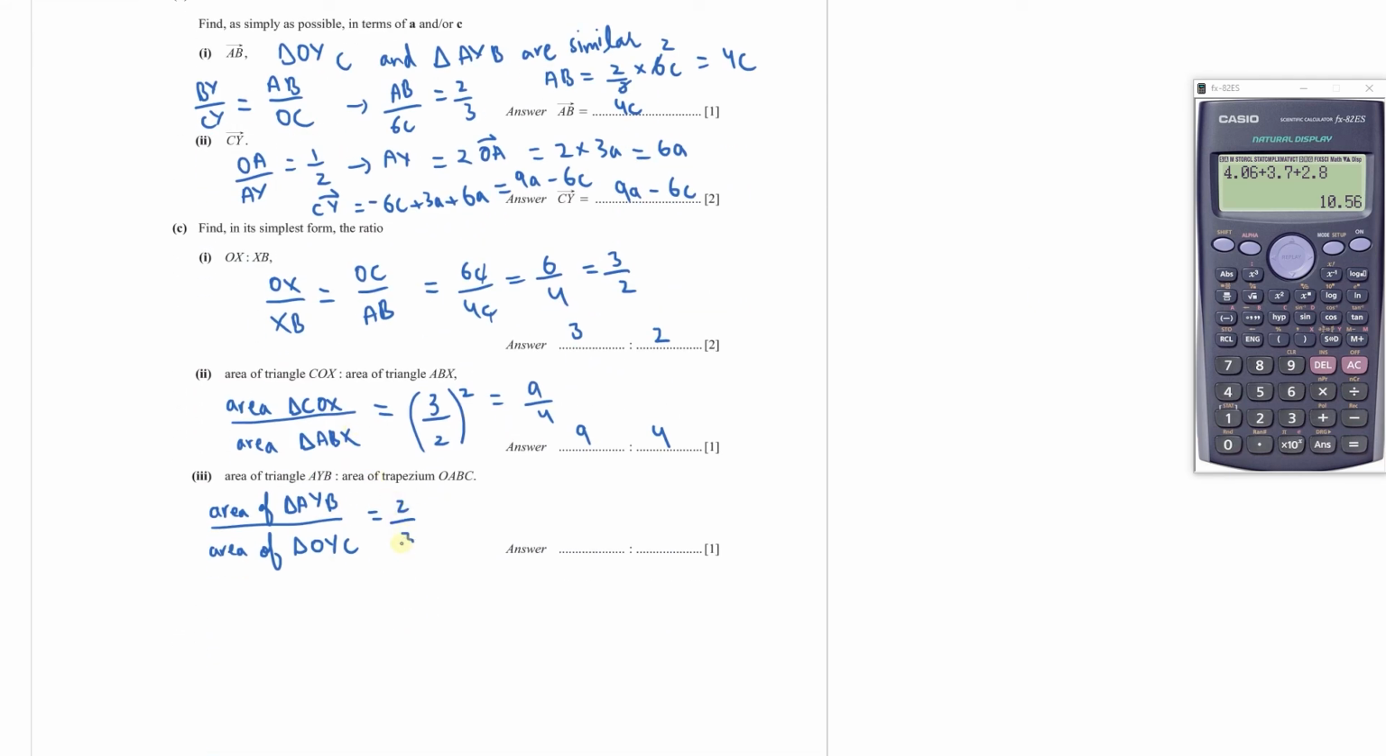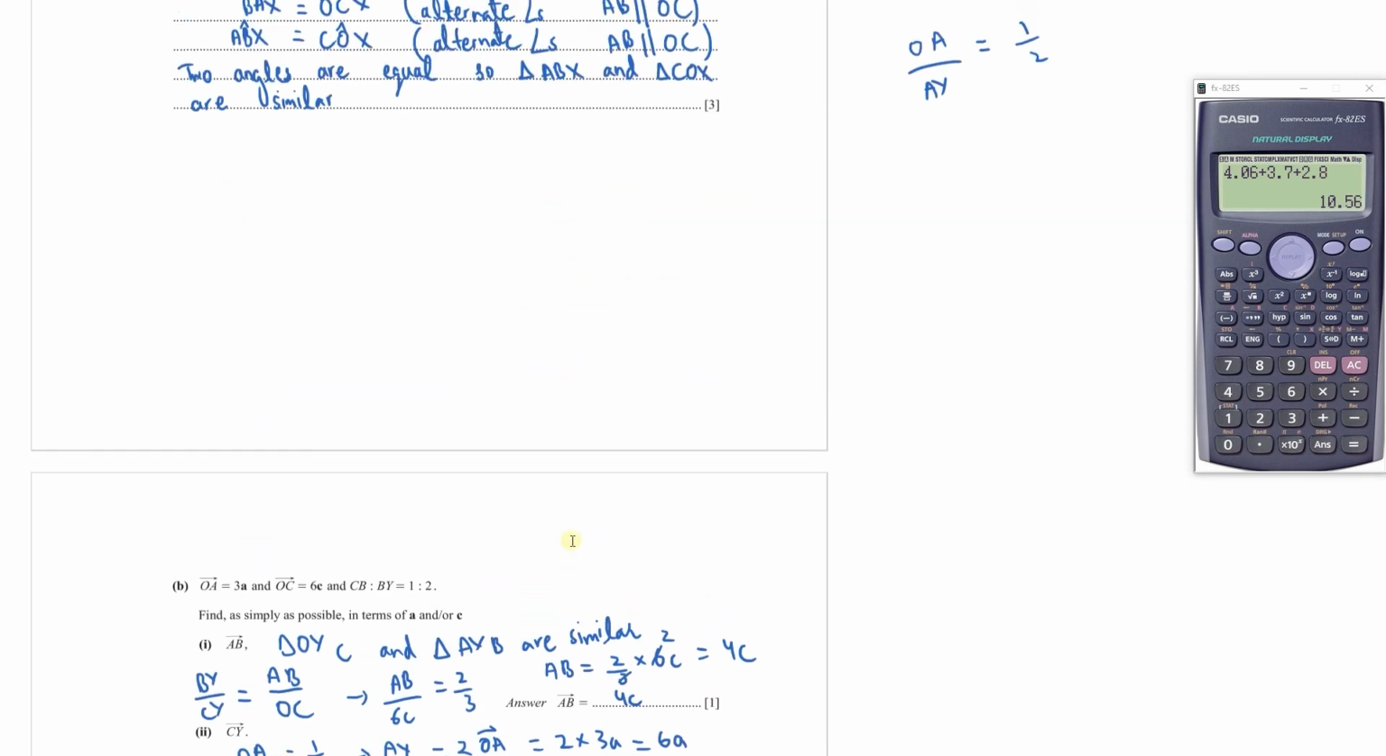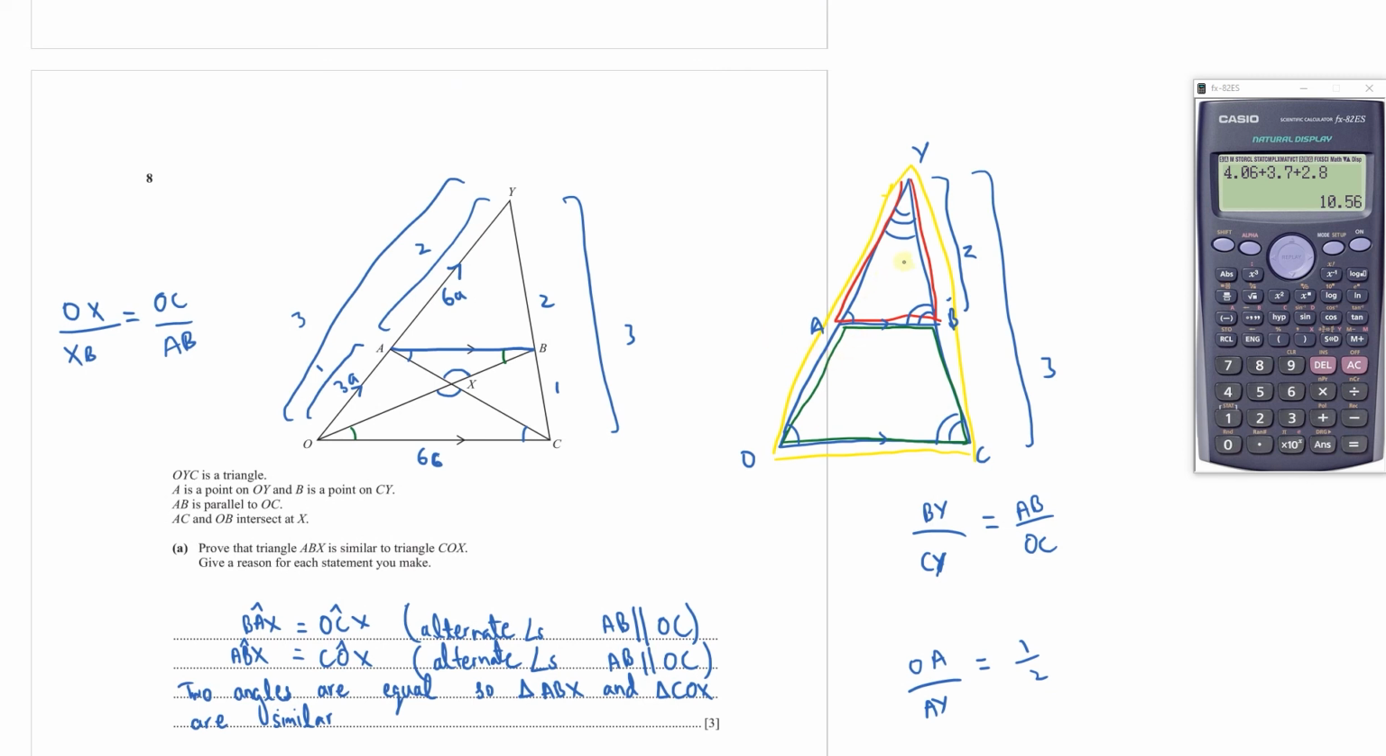So this will be 2 over 3 squared, the square of the ratio of their corresponding sides. This is the ratio of their corresponding sides, and we take the square to get the ratio of their areas. So this will be 4 over 9, not 9 over 4. This gives you that this red triangle's area is 4, and the yellow triangle's area is 9.